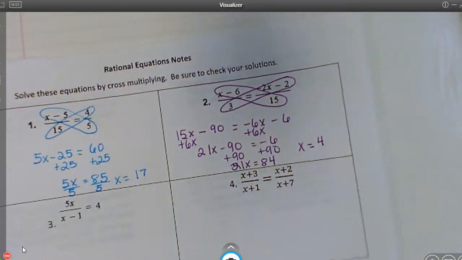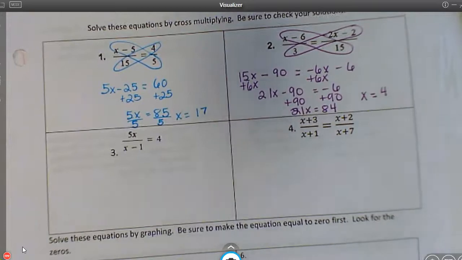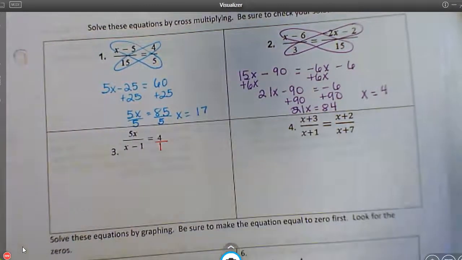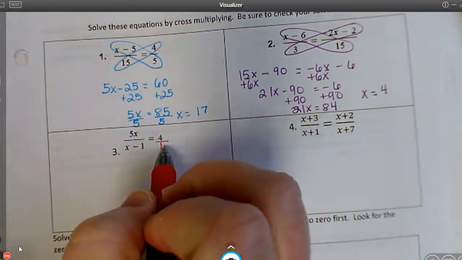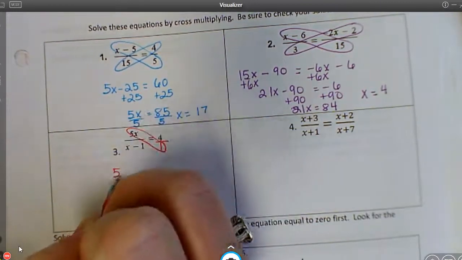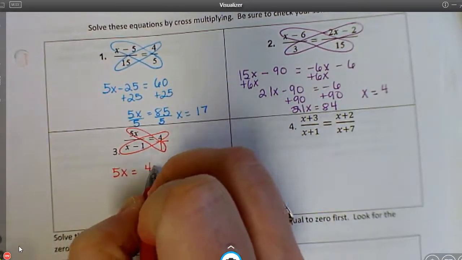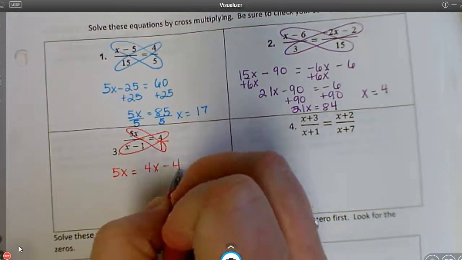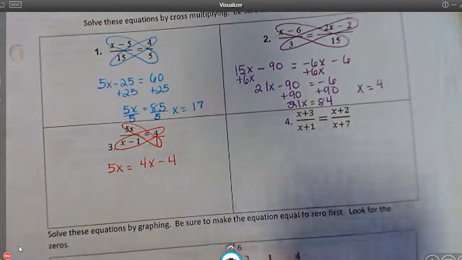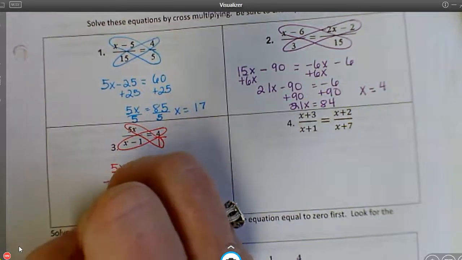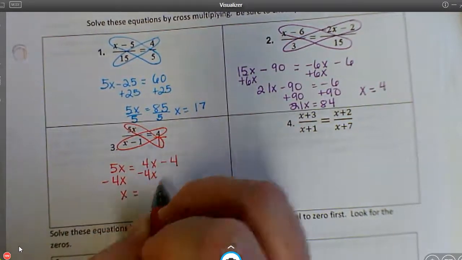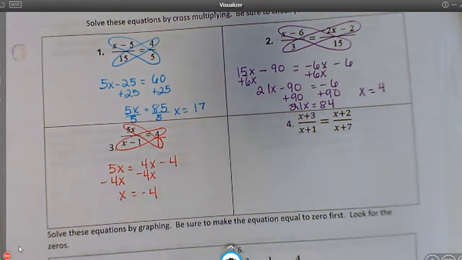Number 3 is a very similar kind of problem. The only difference is that on the right it just has a 4, but we're going to make it look like a fraction to do the same thing, so just make it 4 over 1, and then we cross multiply. Alright, so when I work it out here, I've got 5x times 1, which is 5x. 4 times both of those, so that's going to be a 4x minus 4. Combine to get my x's together, so subtract 4x on both sides. That does give me an x, and then equals negative 4.